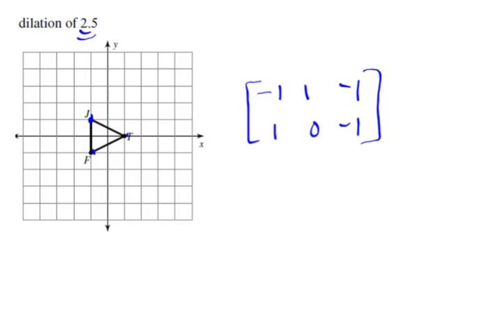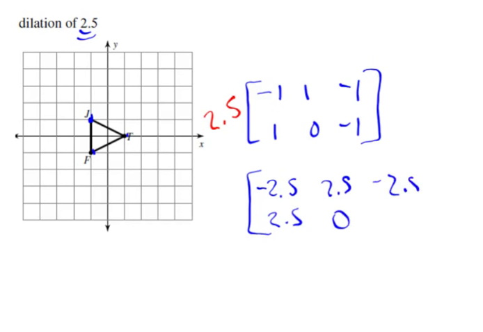It says a dilation of 2.5, so that means we have a scale factor out here of 2.5, which means everything inside there needs to get multiplied by 2.5. So we have -2.5, +2.5, 2.5, 0, and then -2.5, -2.5. So everything inside there got multiplied by 2.5.